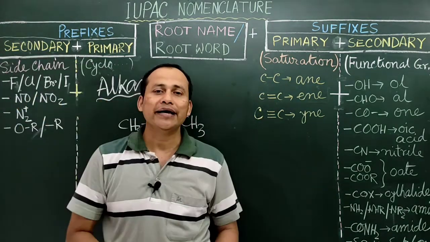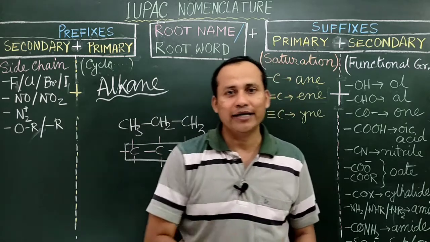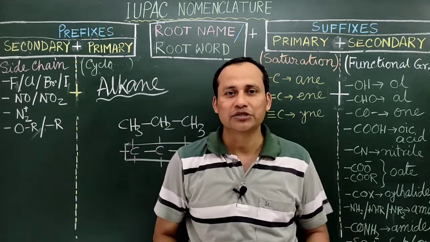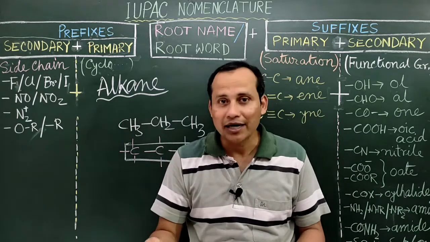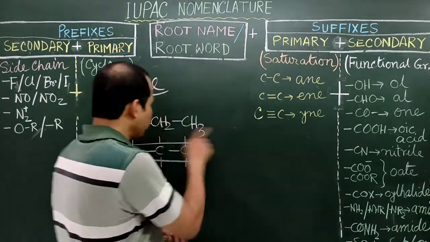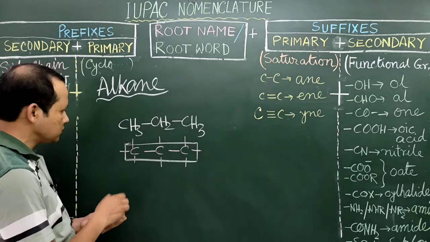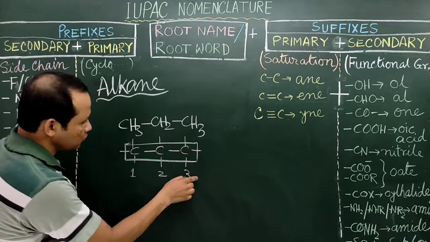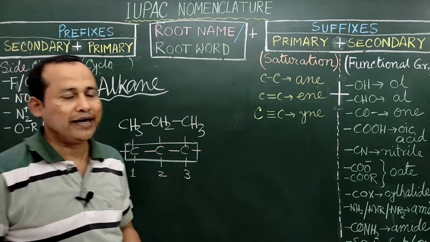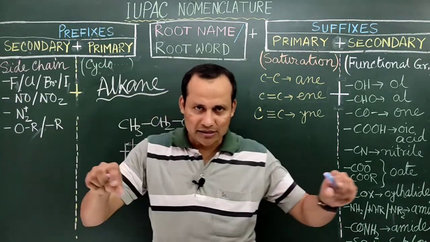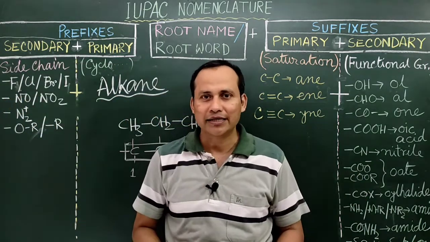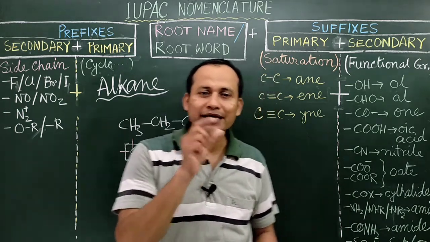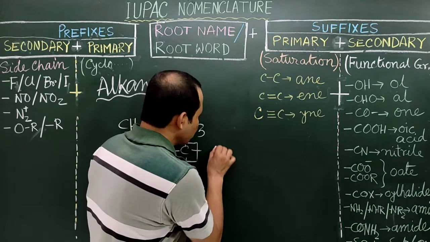So to write down the name of any organic compound, first of all we have to find out the longest carbon chain. We have to know how many carbon atoms are there. So for that the carbon atoms will be 1, 2, 3. So 3 carbon atoms are there, and if in any longest chain 3 carbon atoms are there, then we may say that the compound is obtained from propane.